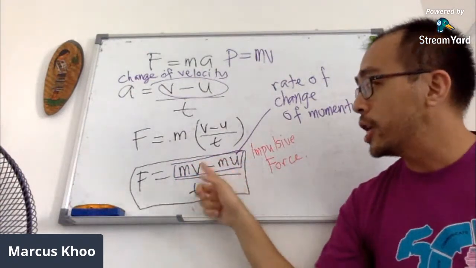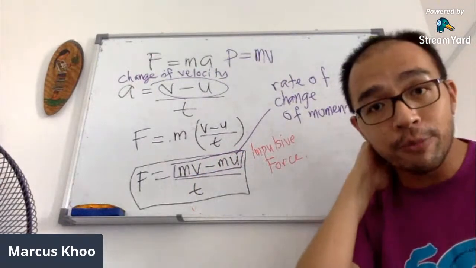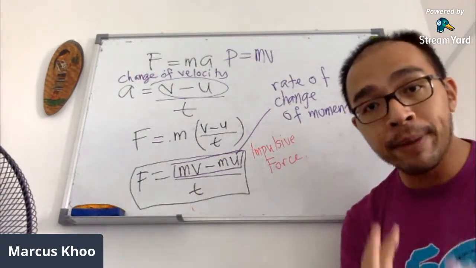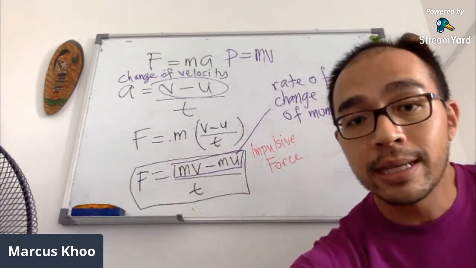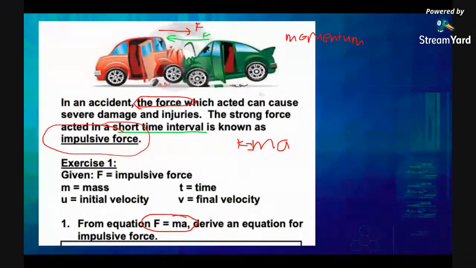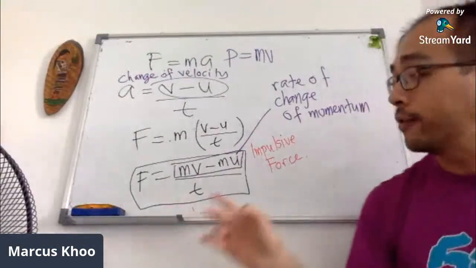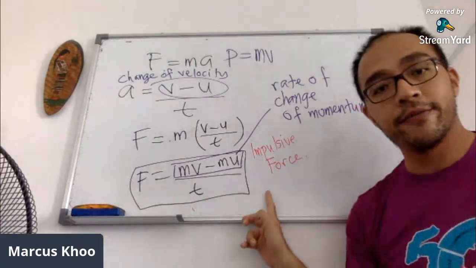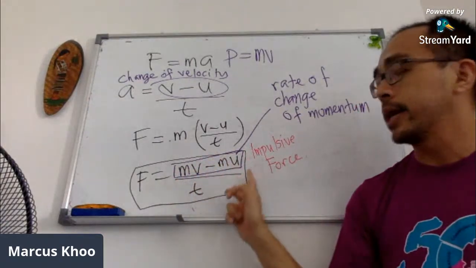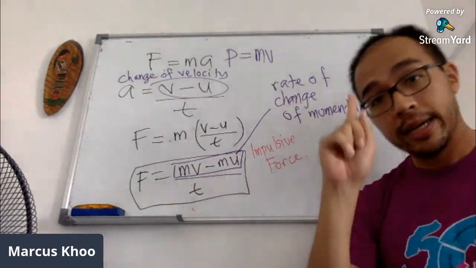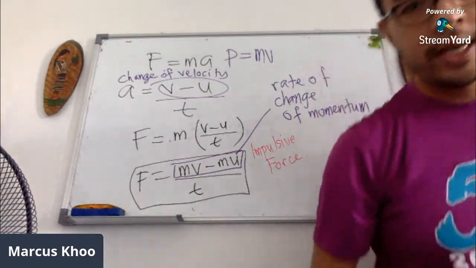Okay, and that is called a change of momentum. So the rate of change of momentum is called the impulsive force, which is answering this question that we are talking about here. Derive an equation for impulsive force. So we find that the formula or the equation for impulsive force is F equals mv minus mu over t. Okay, that's the first thing that I need you to know.